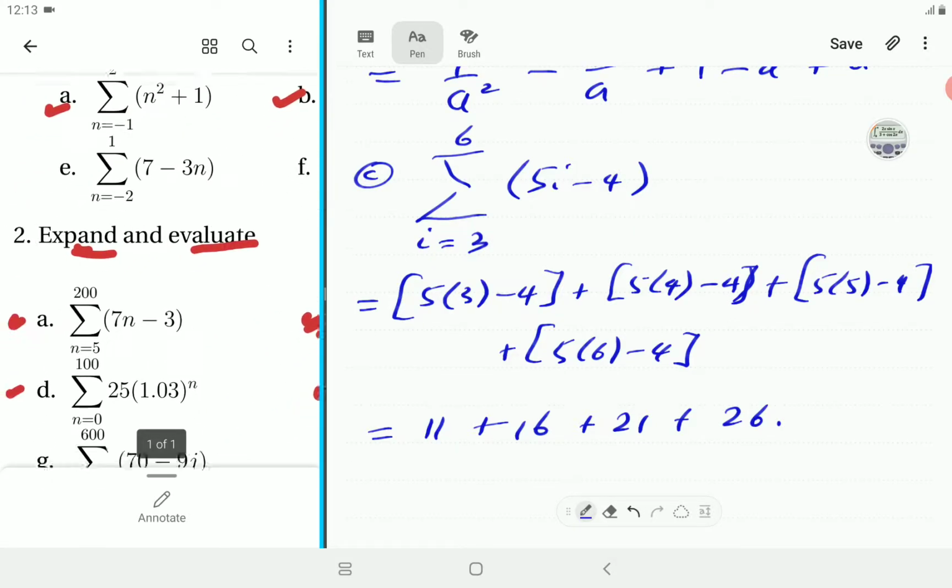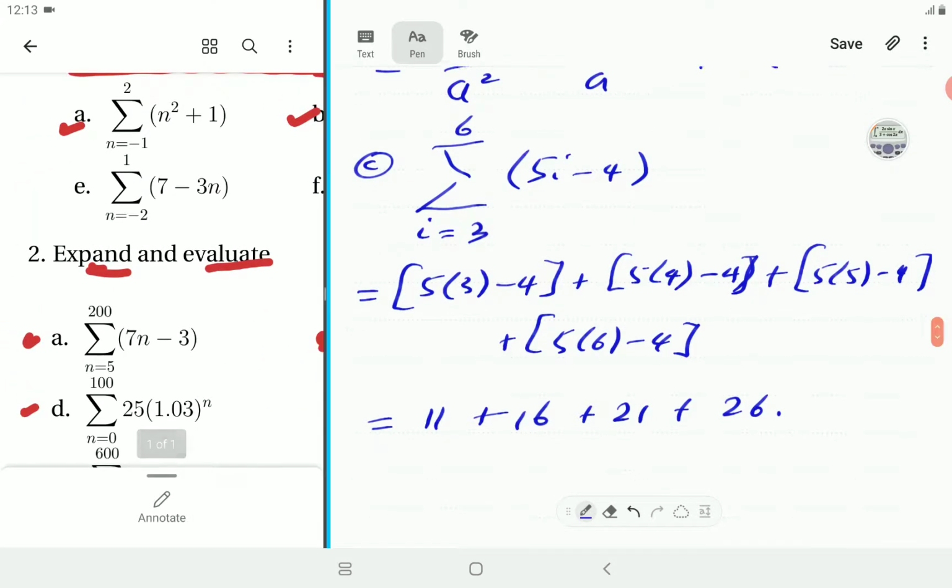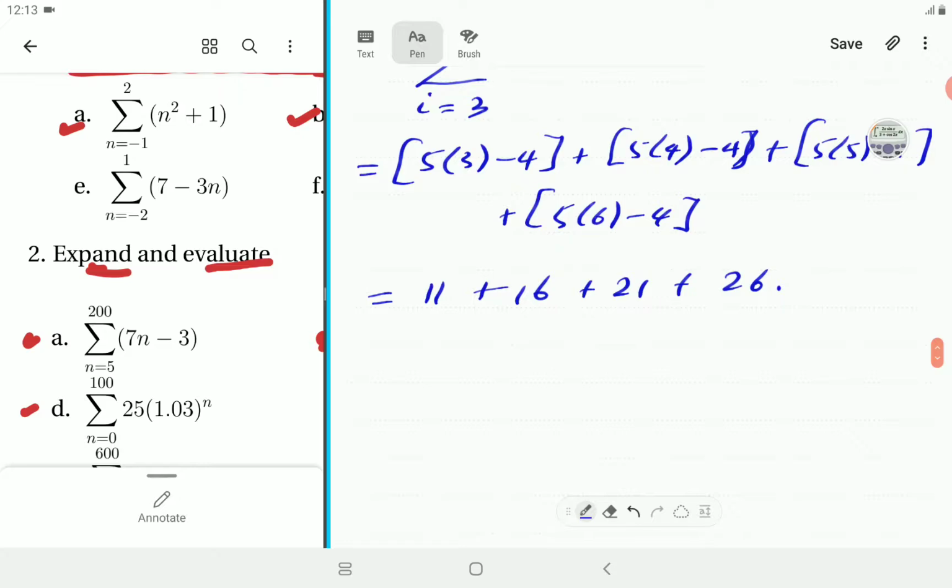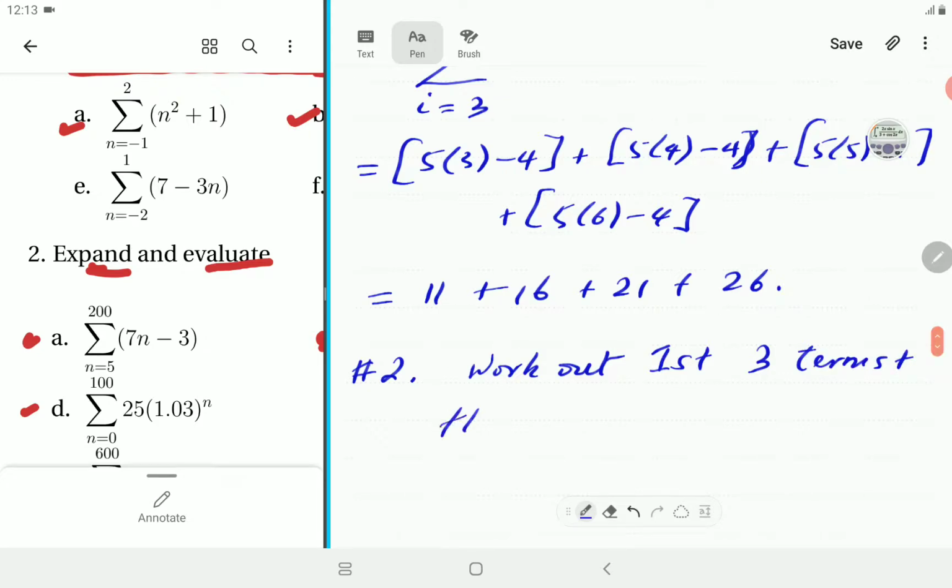Right now, let's go to number 2. So in number 2, the instruction is expand and evaluate. So here, the advice is to work out the first three terms, plus the last term.